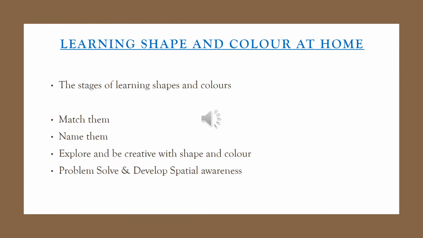When we're learning about colours and shapes, there are lots of things we want children to be able to do. We want them to match them, name them, explore them and be creative with them, and then eventually problem solve and develop spatial awareness using shape.